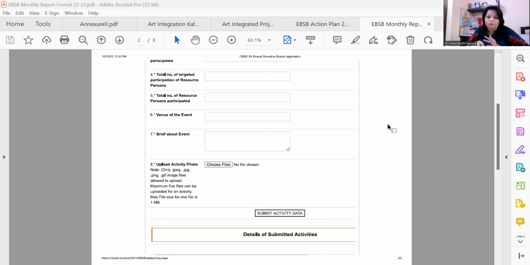Maximum 5 files can be uploaded for an activity. Okay, for each activity you will be uploading, and the size should not exceed 1 MB. Then this is how we'll be submitting the activity report. So make sure you do the needful well in time, right? Thank you.